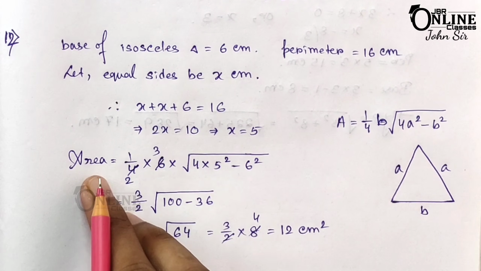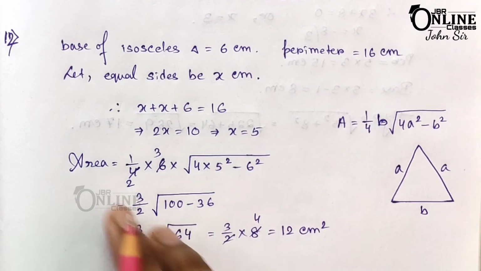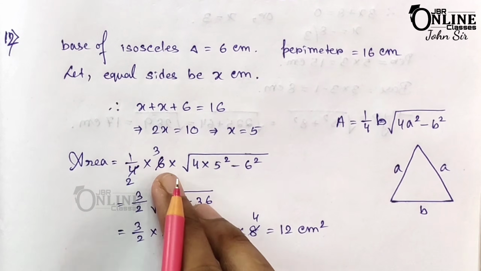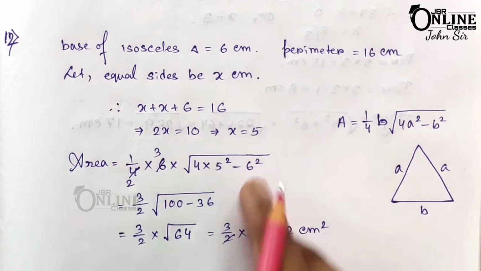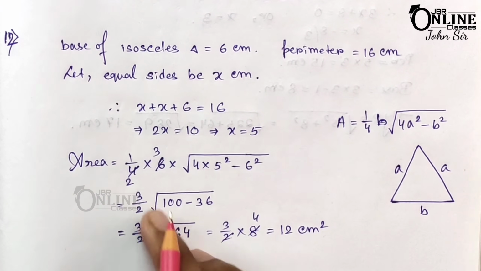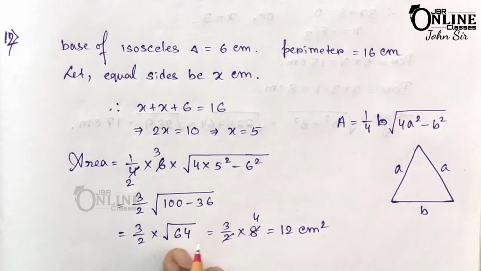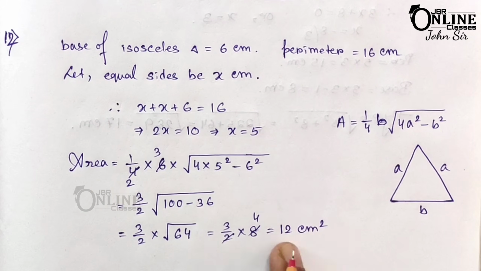Okay, now you have to find out the area. You know the formula. So area will be 1 by 4 into 6 root over 4 into 5 square minus 6 square. Clear? So 3 by 2 root over 100 minus 36, that means 64. So it will be 12 centimeter square.